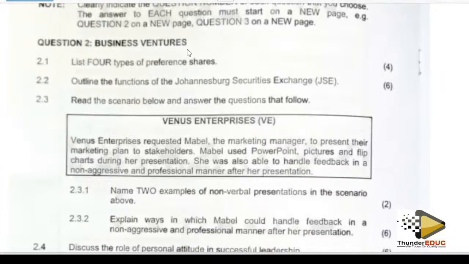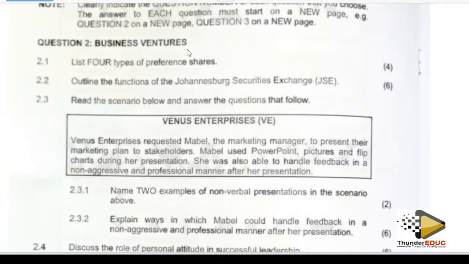So we have 2.1. List 4 types of preference shares. What are preference shares? And what are shares? So now let's start with the word shares. When you talk of shares, we refer to part of business ownership. And then preference, we refer to preference shareholders. We refer to those individuals or investors who bought shares in the business with a larger amount of money compared to ordinary shareholders who bought the business ownership with a lesser amount of money.